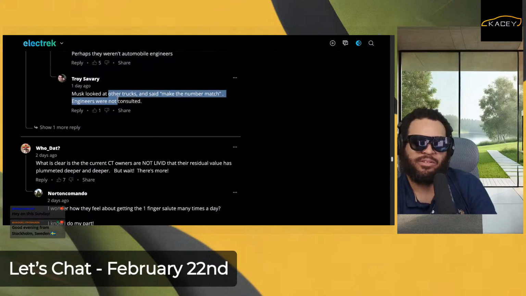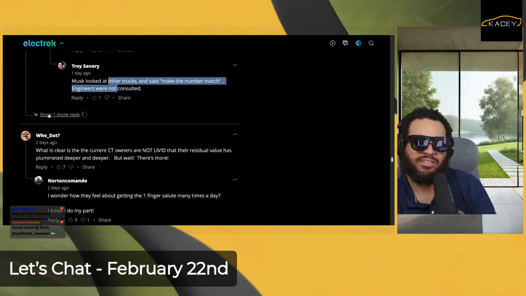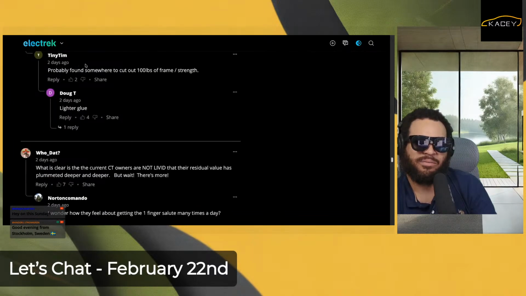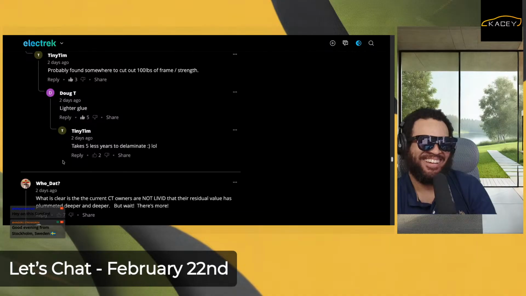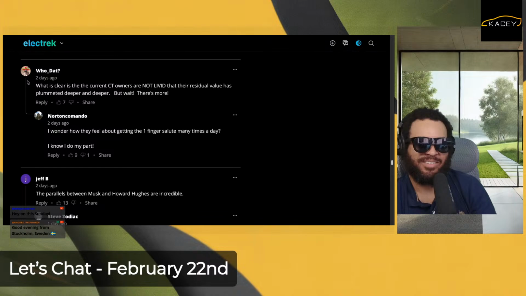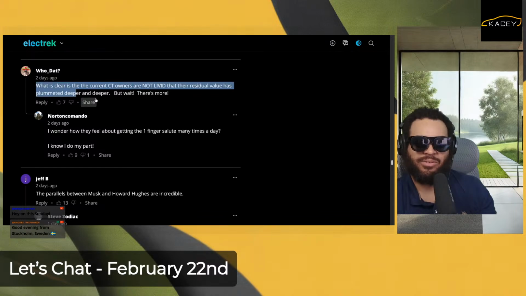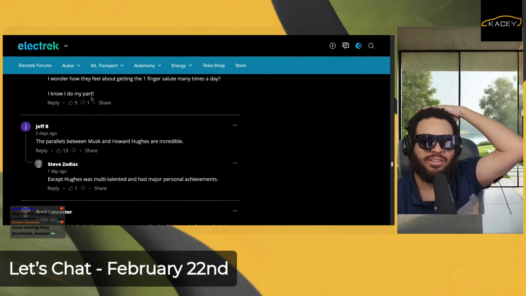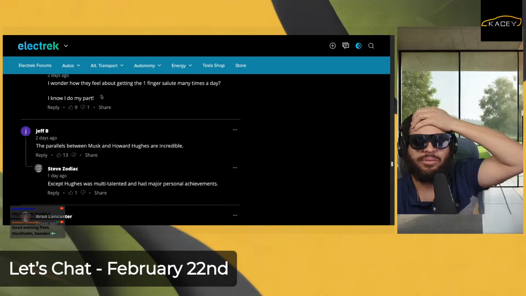Let's look at other trucks and say, let's make the number match. Engineers are not consulted. Again, I don't think so. If I found somewhere to cut 100 pounds out of the frame and strength, that's more likely. Because it does have a different bed floor and no air suspension, so lighter glue. It could be lighter glue. Takes 5 fewer years to delaminate. Hopefully no years to delaminate, because it's not going to delaminate, hopefully. What is clear, given the current Cybertruck owners are not livid about the residual thing, I wonder how they feel about getting the one finger salute many times a day.